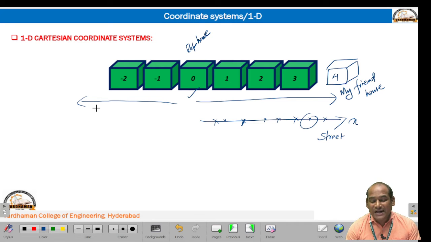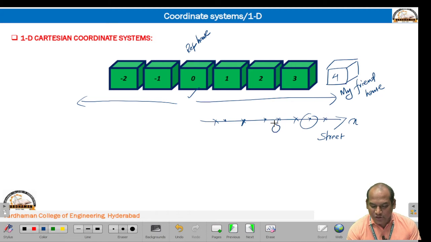So, what I need to specify now is positive or negative. If I say +4, they will go towards the correct path. If I say -4, they will go this side. So, right side or left side is given by the positive numbers and negative numbers. Like this, by using this one dimensional Cartesian coordinate system, we can locate any point.